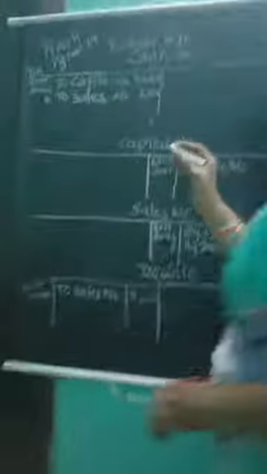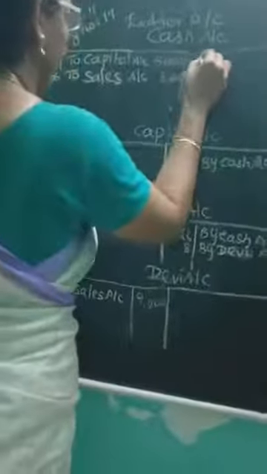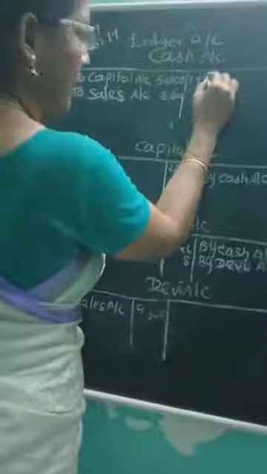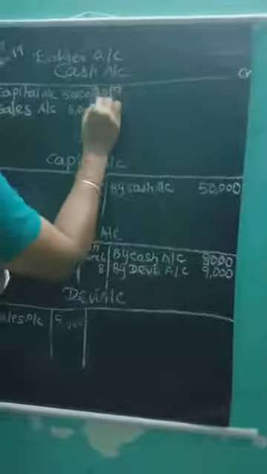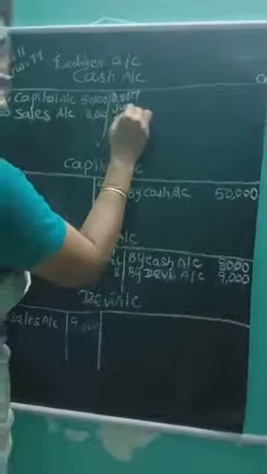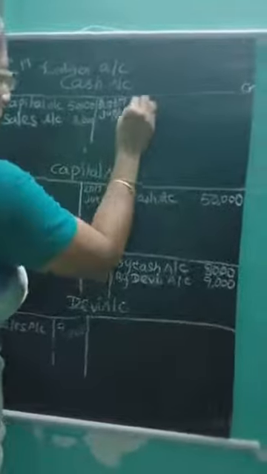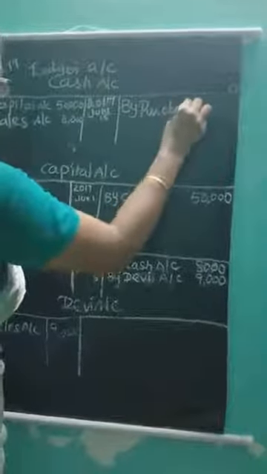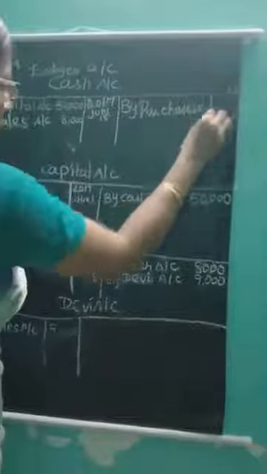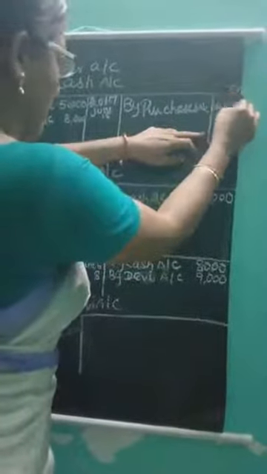Then next, the cash account we want to post, isn't it? In that cash account, by purchases. You can write 2017, June 15, by purchases account. What is the amount? 4,000.